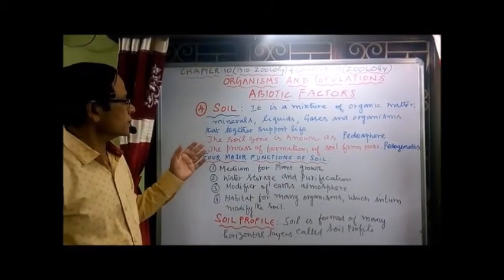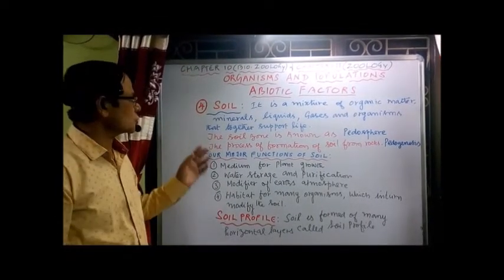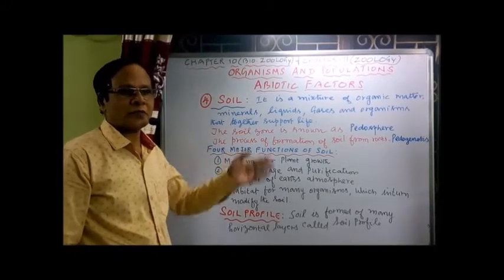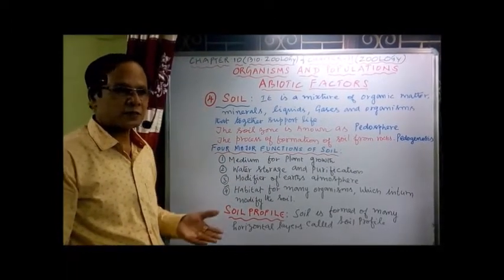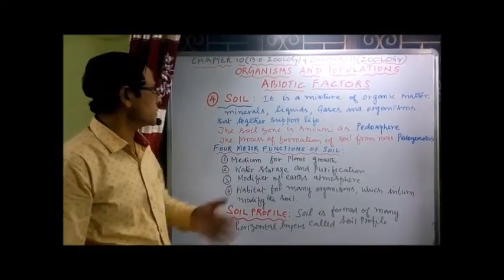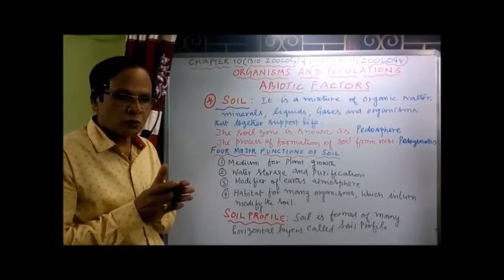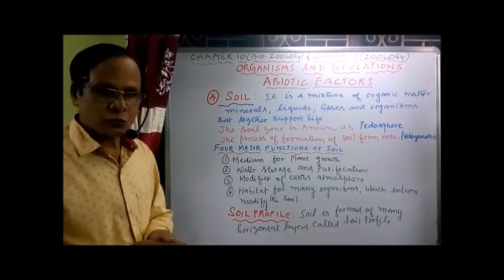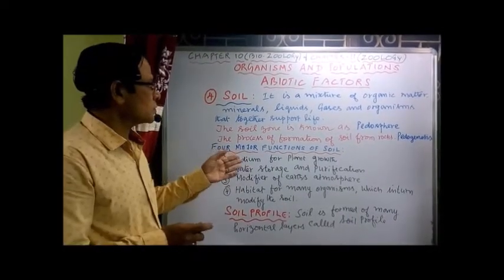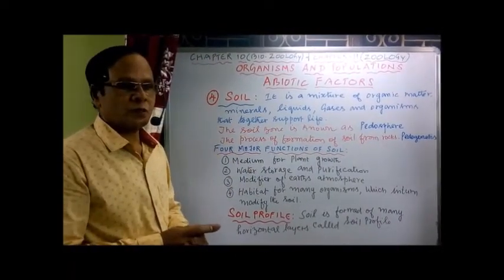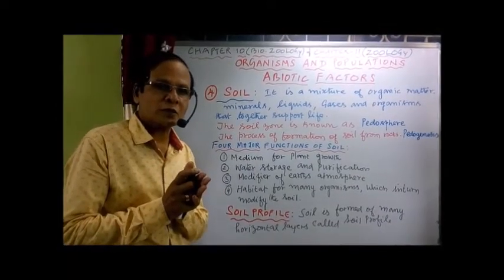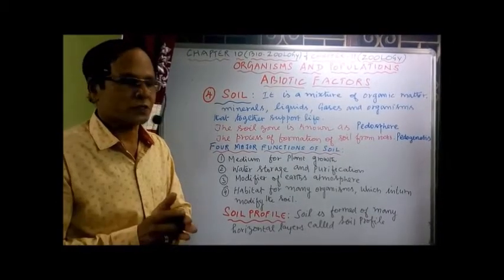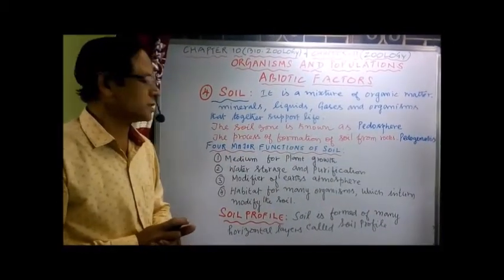Now the next abiotic factor is soil. What is soil? It is nothing but a mixture of organic matter, minerals, gases, liquids, and also the organisms that together support life. Normally the soil zone is called the pedosphere. The process of formation of soil particles from the rock, which is the parent material, by the weathering process is called pedogenesis.